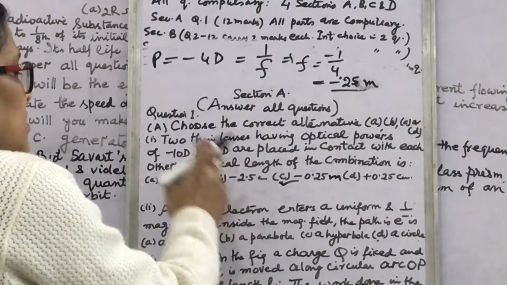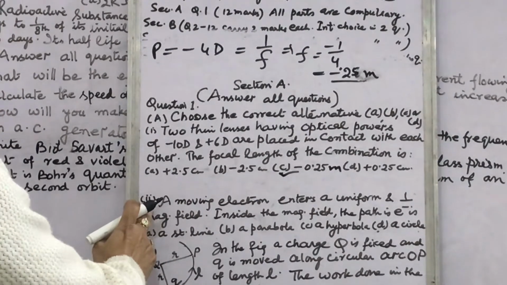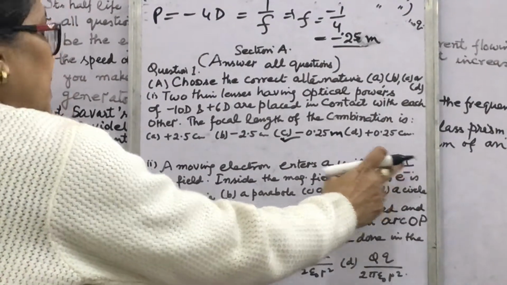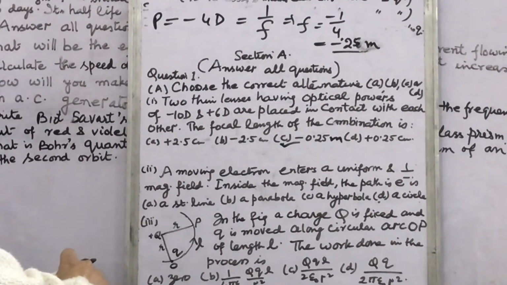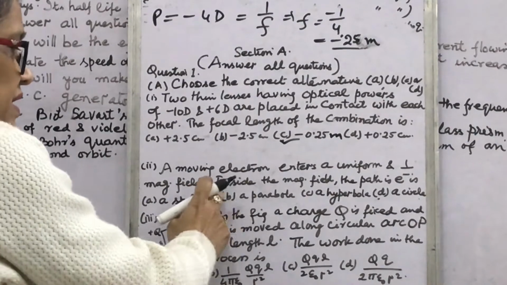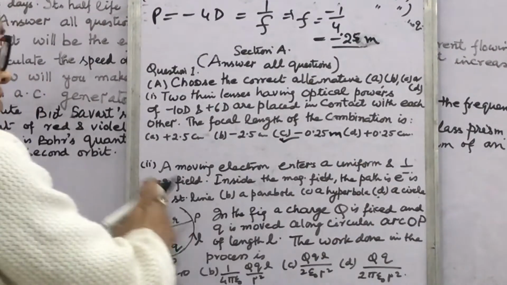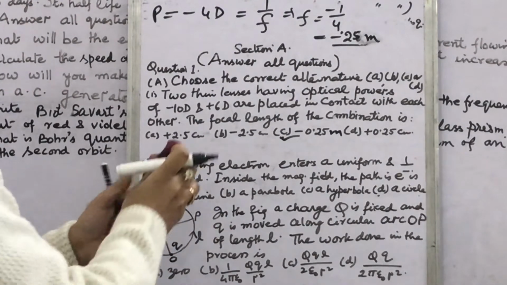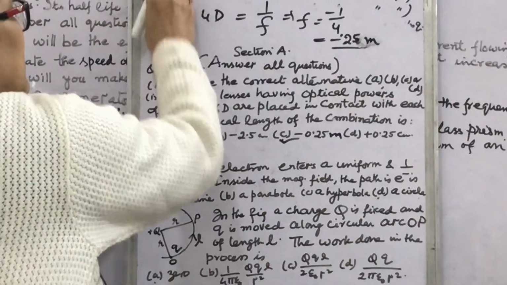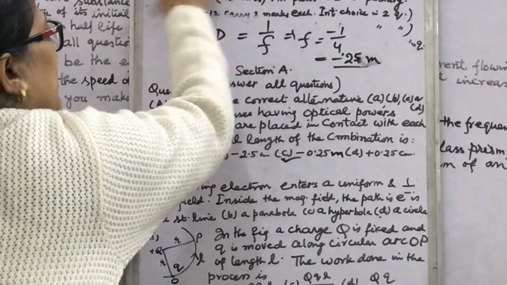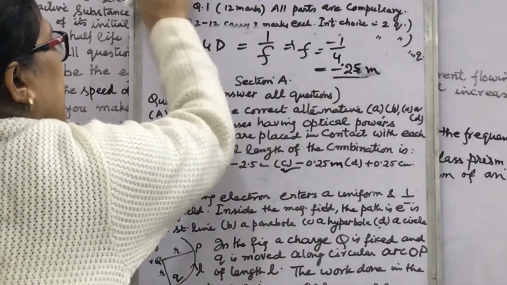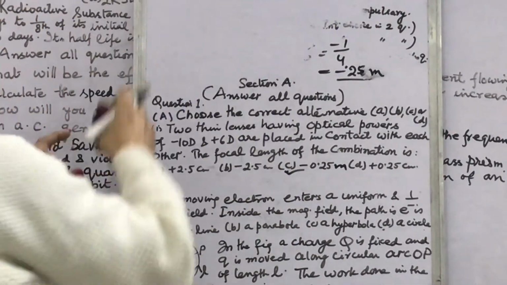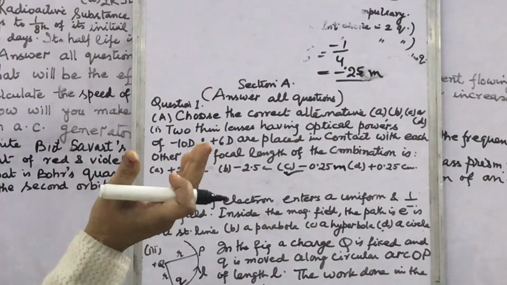Now look, second question: a moving electron enters a uniform and perpendicular magnetic field. Inside the magnetic field, the path of the electron is, again you have to find the correct option. We have read that the electron moves in such a way that it enters the magnetic field whose direction is perpendicular to it. Then what will be the path?